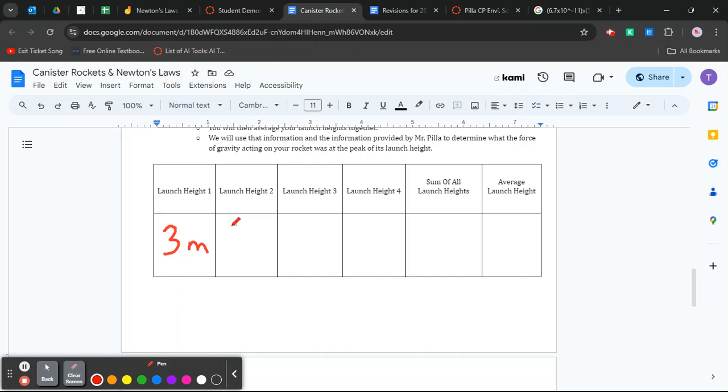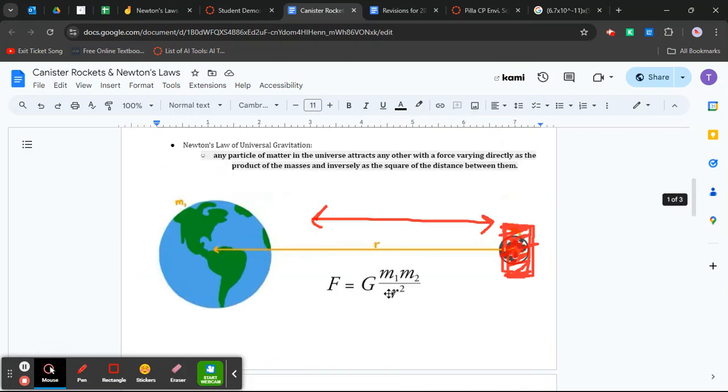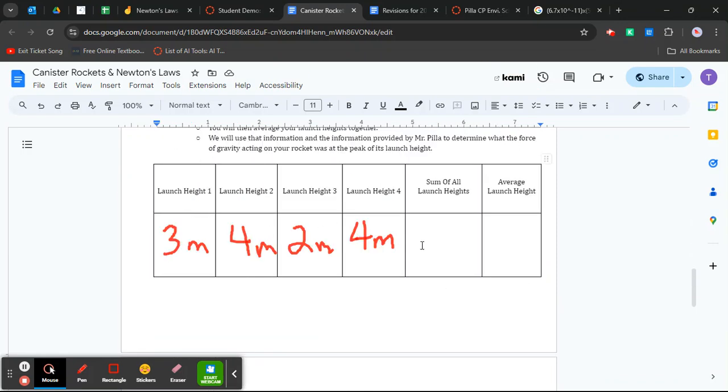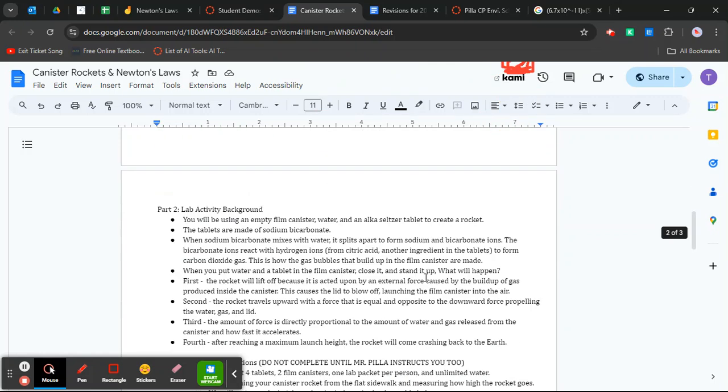And then you did it again. Let's say it went about 4 meters high. Let's say it went 2 meters high. Then we'll say it went about 4 meters high again. So now we are going to figure out the average height. Because for this equation, we can calculate the force of gravity between the Earth and your rocket at a certain height. Since we did multiple launches, we're just going to average them together so we can get one height, unless you really want to calculate it for every single launch you did, which we don't have to do.